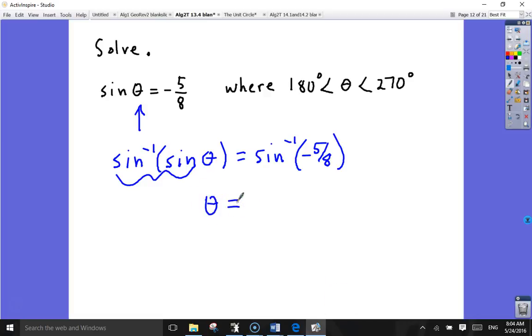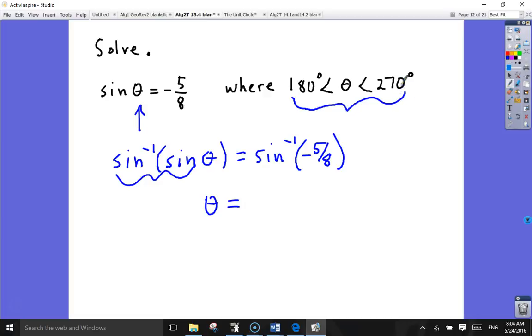Now, if those numbers, -5/8, were unit circle values that we're familiar with, like the last slide, then we'd probably expect an answer from the unit circle. Maybe it would say something like, give an exact answer. But that's not true here. So how are we going to do this? With the calculator. Since it gives the domain, we're only interested between 180 and 270 degrees.